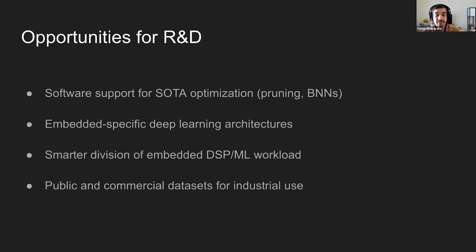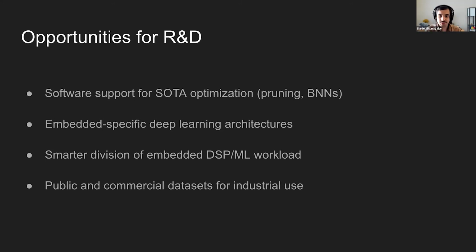Another big thing is embedded-specific deep learning architectures. So in the previous talk, we saw how with neural architecture search, you can find an architecture that works well on a particular embedded architecture. But this is also something that's not very well fleshed out. If you look at the work that most ML researchers are doing in terms of trying to attain state-of-the-art results, they're looking at what is the high end, what can you do with as big a model as you can possibly get.